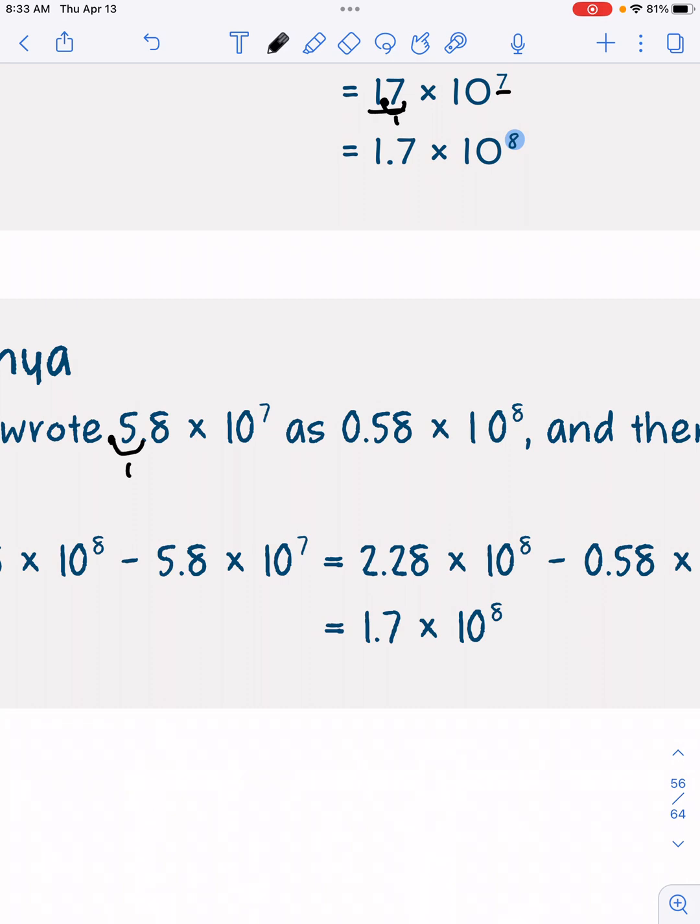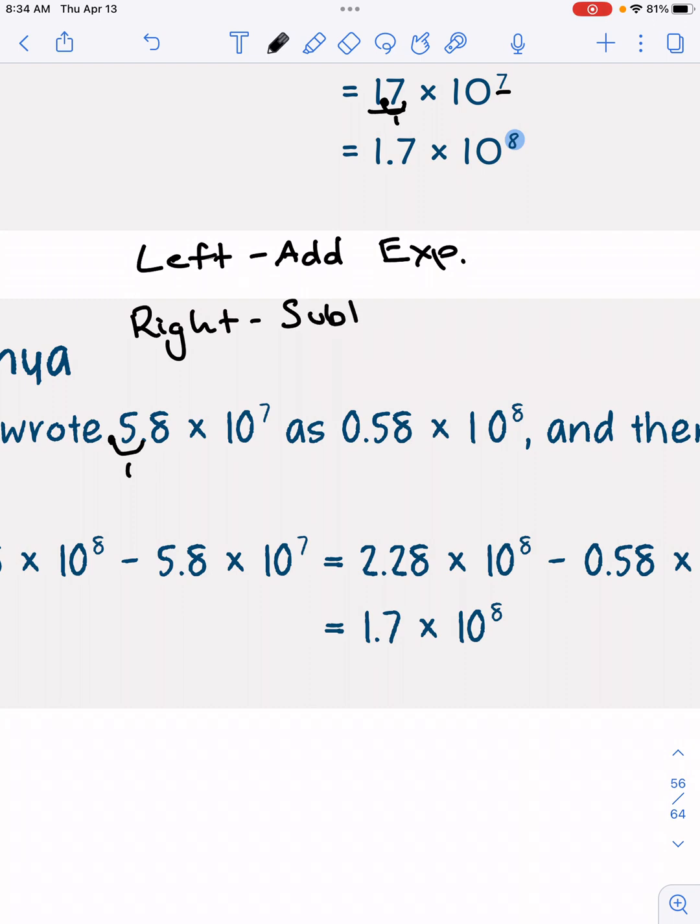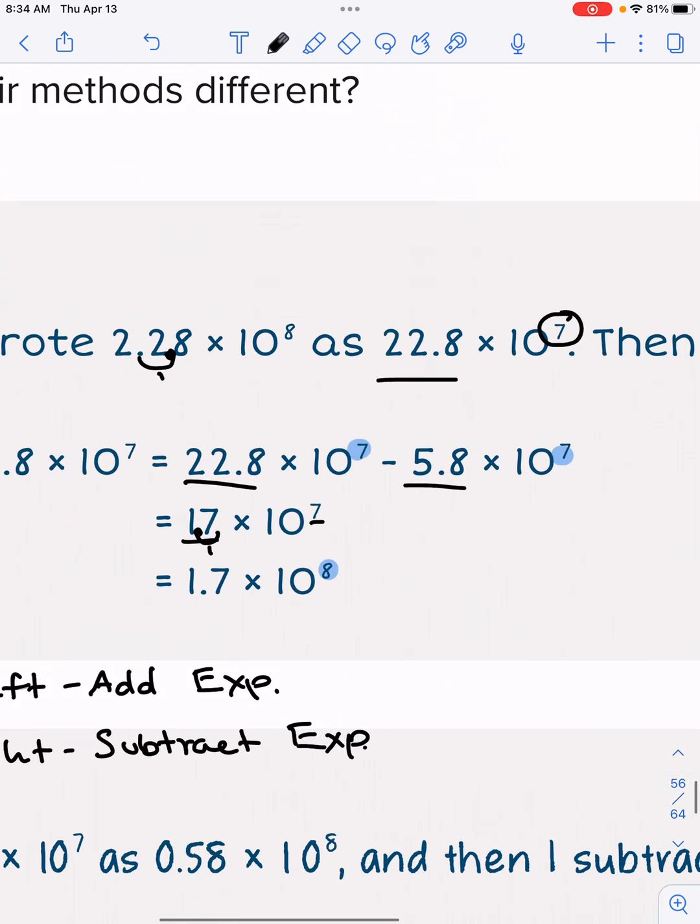Right, so maybe think about this. If you move the decimal to the left, we'll add to the exponent. And if you move the decimal to the right, we subtract from the exponent. Right, so over here, we moved it to the right. So that's why we had to subtract 1 from this 8, and that's how we get this 7 right here.